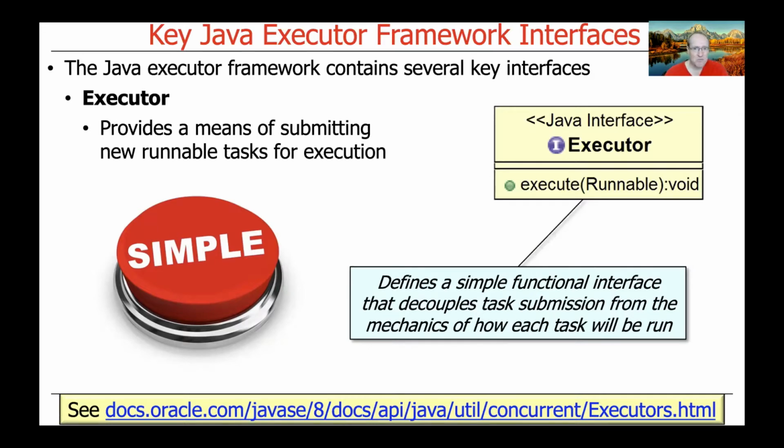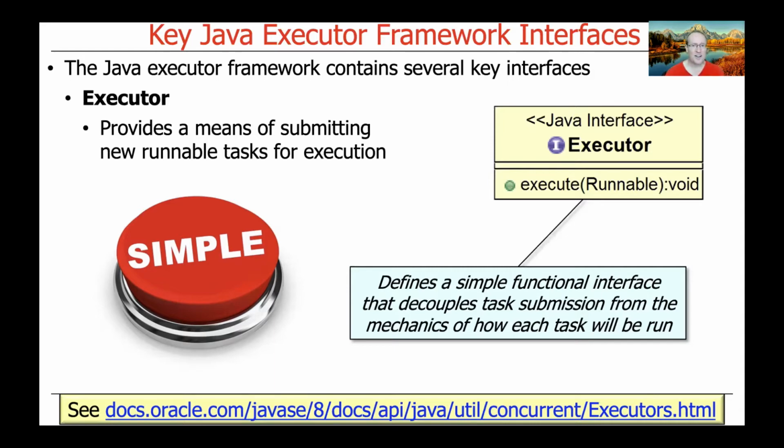And this simply provides a means of submitting new runnable tasks for execution. And as you can see, the interface for Executor is really, really simple. In fact, it's about as complicated as the interface for a runnable. And in fact, it takes a runnable as its one and only parameter. So you can see here that Executor is an interface. It has a method called execute that takes a runnable.